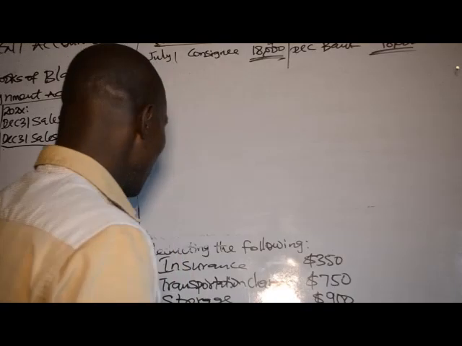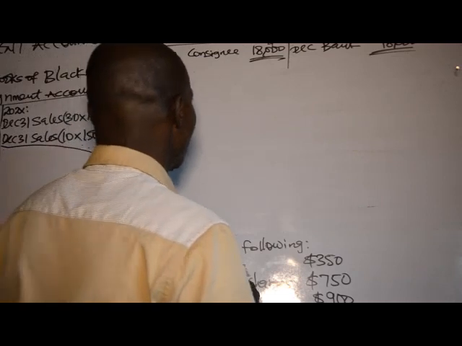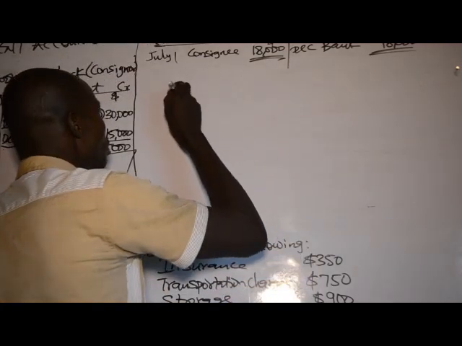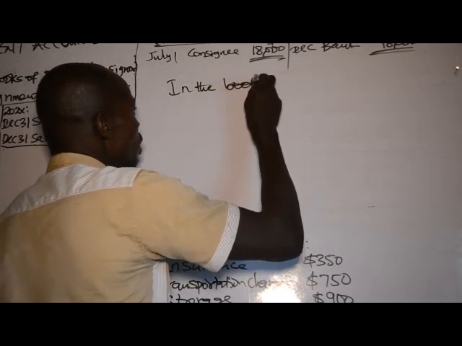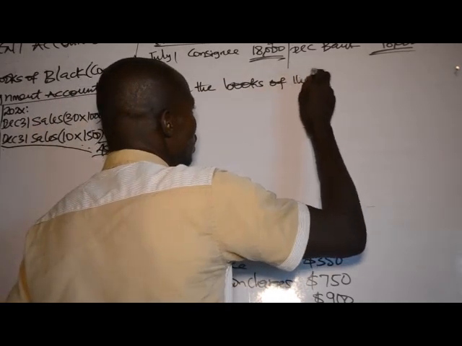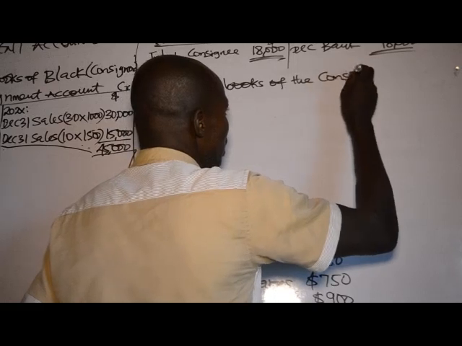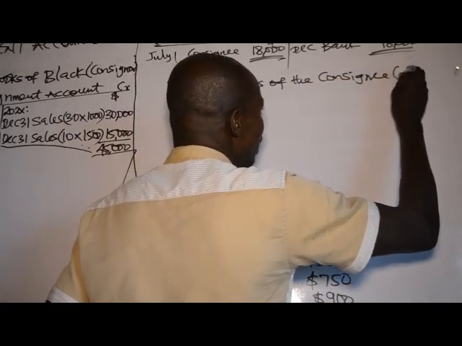You are to open the necessary accounts in the books of the consignee. In the books of the consignee. Remember, the consignee is White.